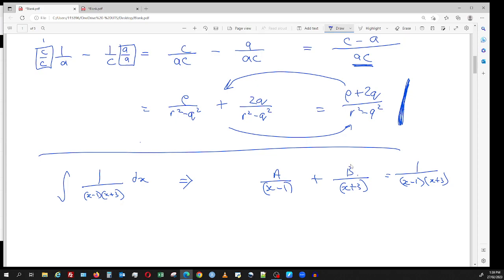And so what we do is we go about solving this, and when we do that, we get to a simpler, easier integration.